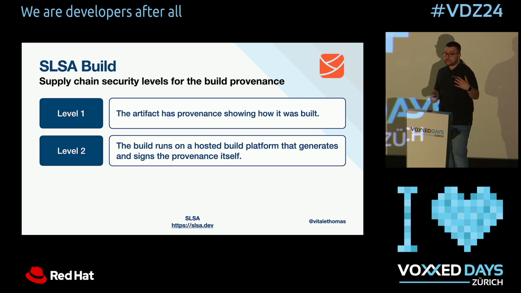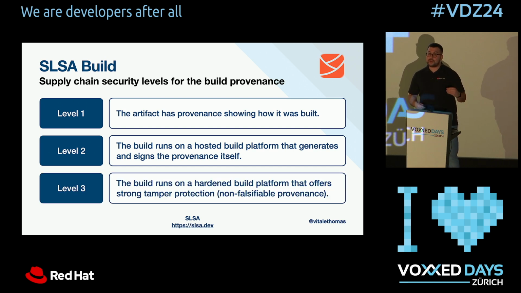Level two is using a build running on a hosted build platform, like GitHub, like GitLab, or whatever other platform. And that platform then needs to generate and sign the provenance itself. That's great for developers, because again, I don't want to deal with all these details. I want to really code my application and write business logic, producing value there. So this is the responsibility of someone else. It's the platform team or the team that provides the build platform here.